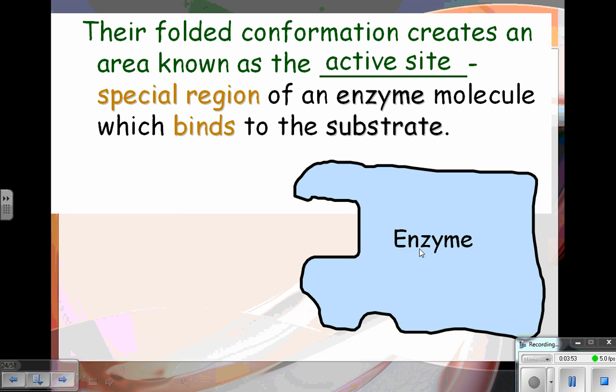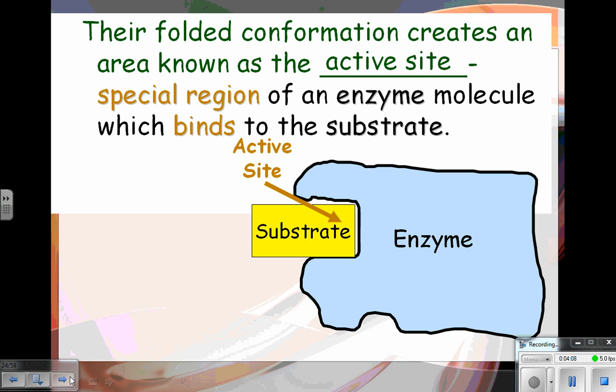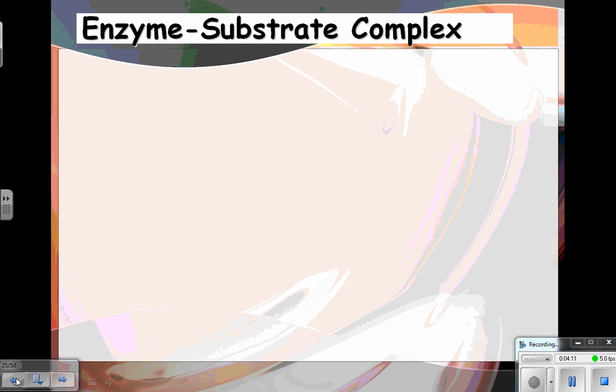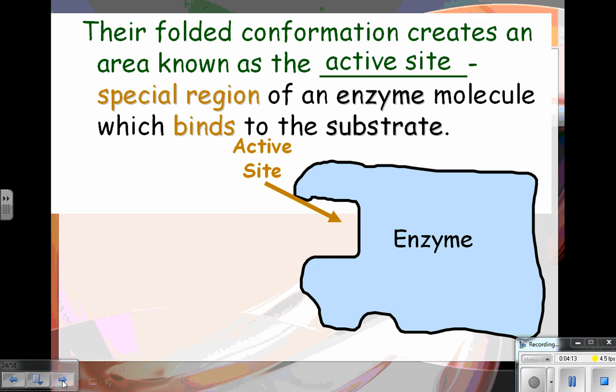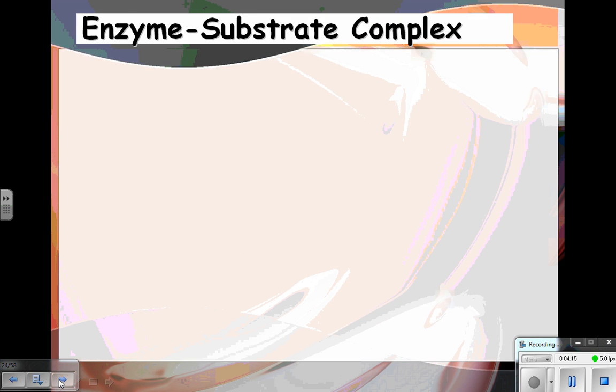And so here's the enzyme. This thing right here, that space, is where the substrate or the reactant will fit. And therefore this spot on the enzyme is called the active site. So that's the active site. And look at how the substrate fits. Look at how the substrate fits right in. Perfect.